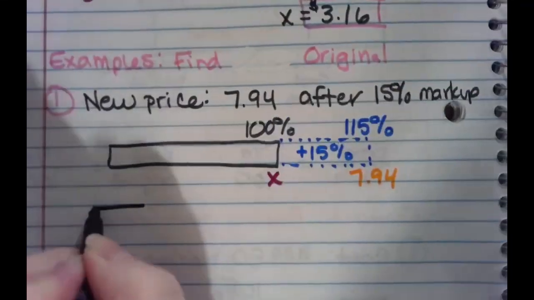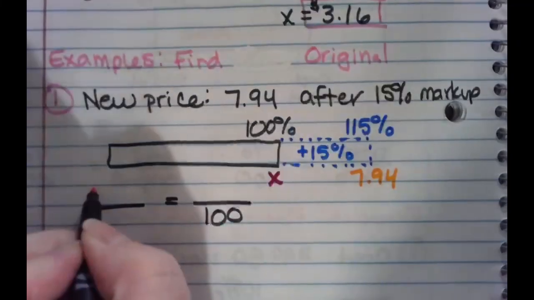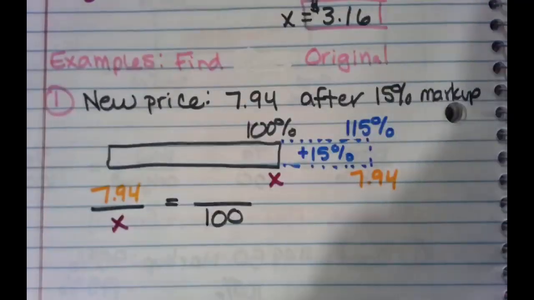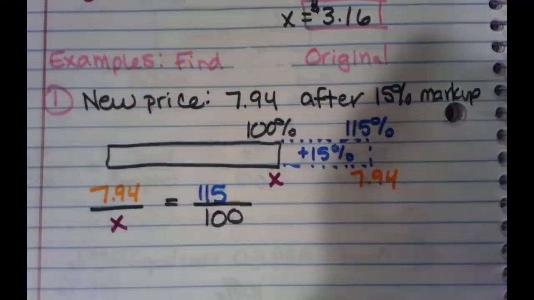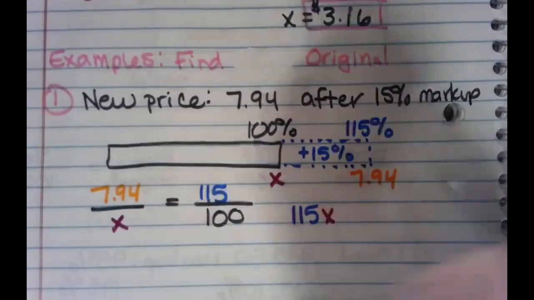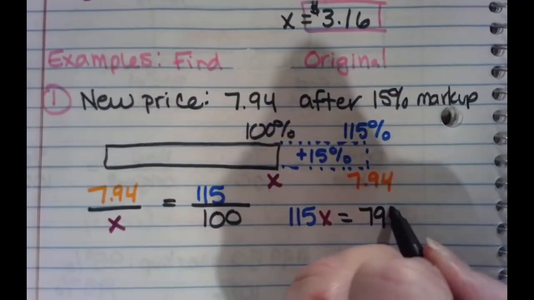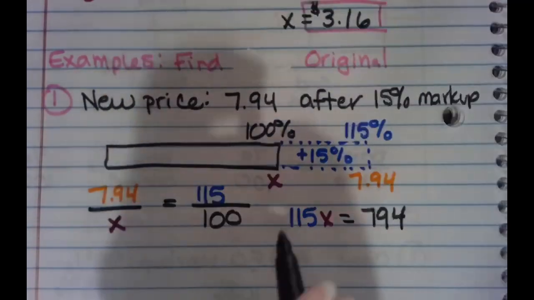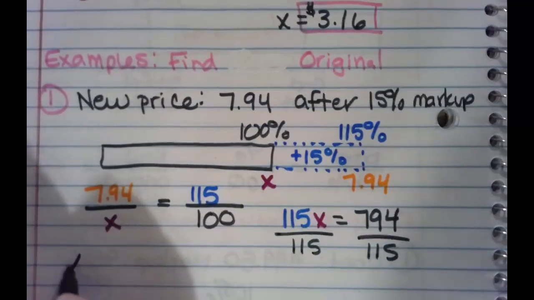So we're going to set up our proportion just the same as always. We're going to call the new price, since it's new over original, we put the new on top, original on bottom, and our percent is 115. And then again, we're just going to cross multiply and divide. So in this case, we're going to have 115 times x equals 794 times 100, which is 794. So then we just need to divide both sides by 115.